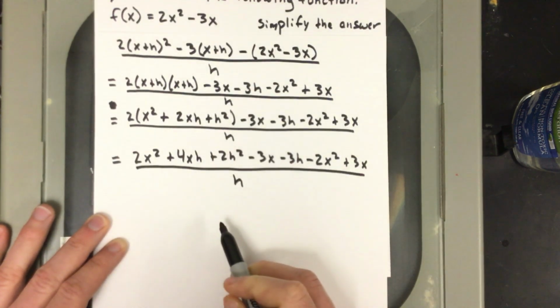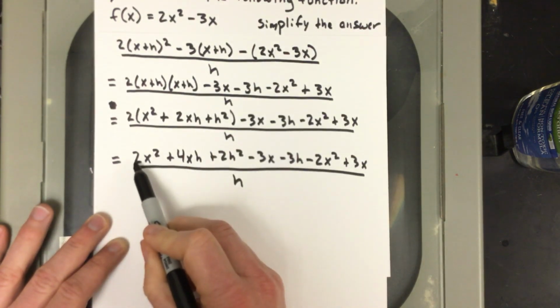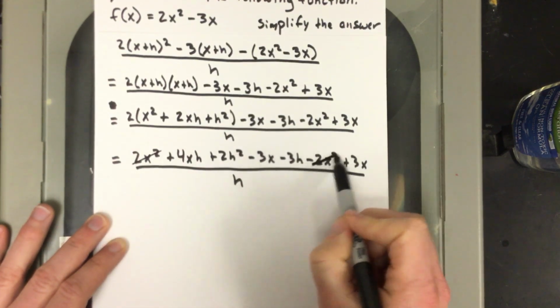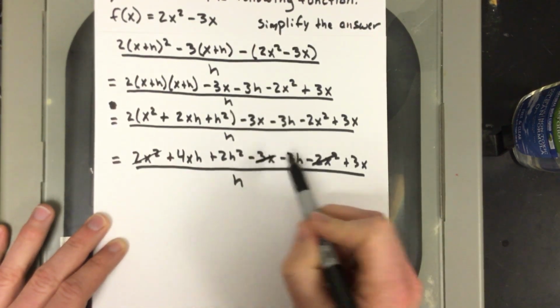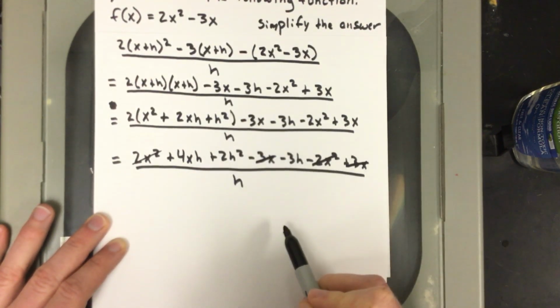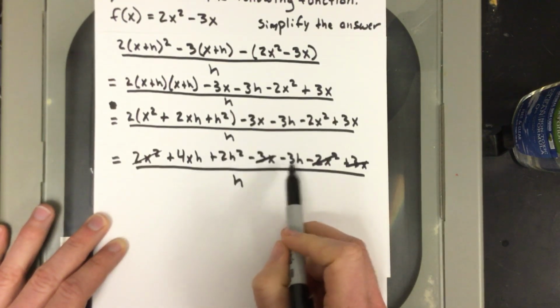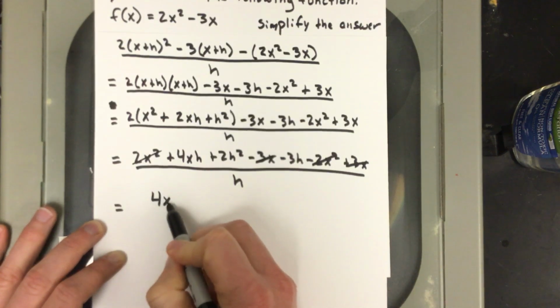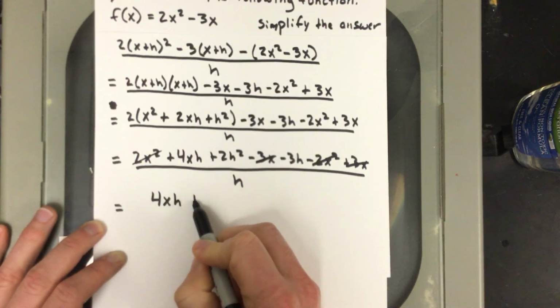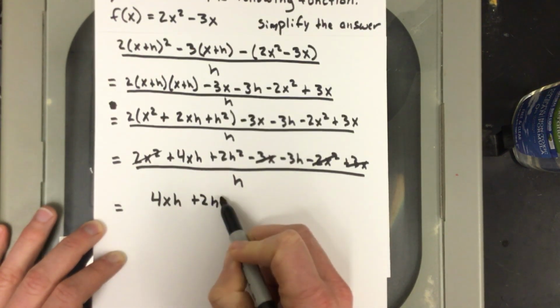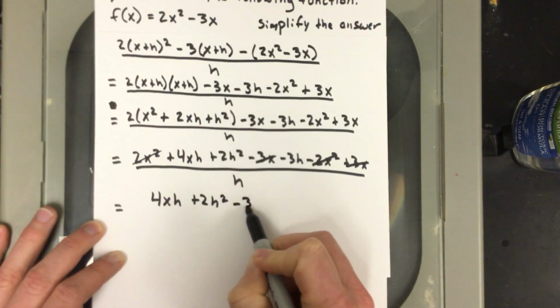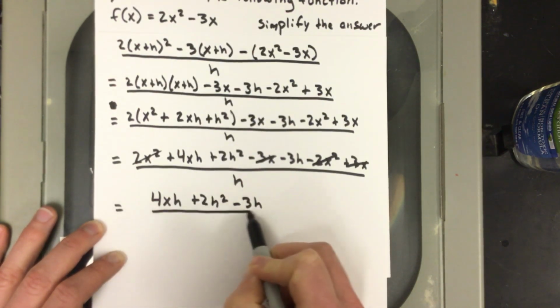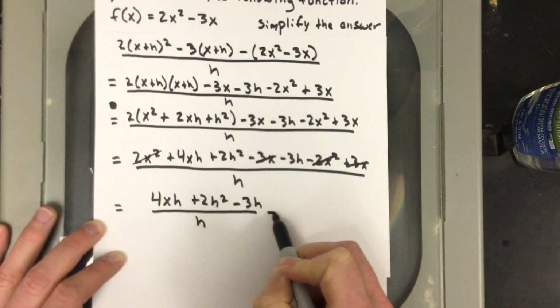Now I need to start to cross some things out. Well, I've got 2x squared here and minus 2x squared here. Negative 3x, positive 3x. That leaves us with 3 terms left all over h. So I can write those as 4xh plus 2h squared minus 3h all over h, which then can be rewritten.